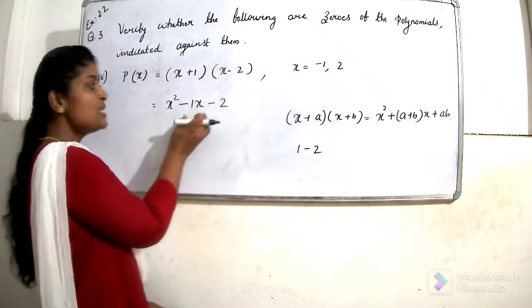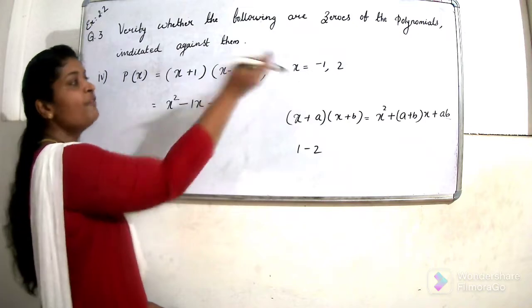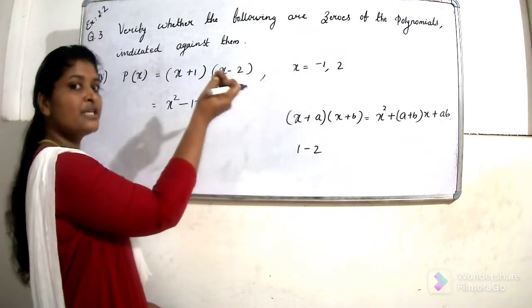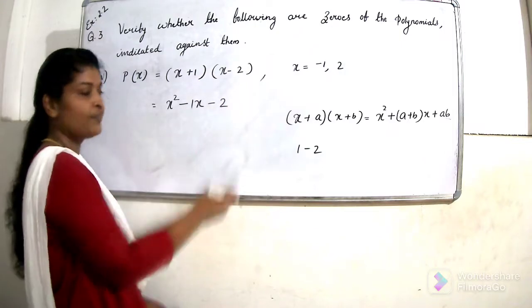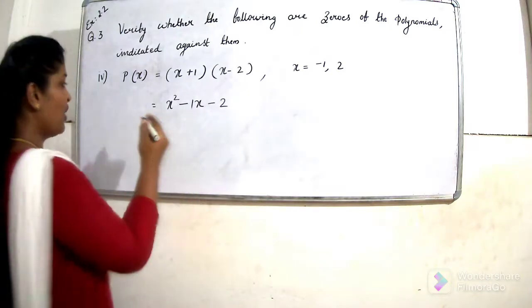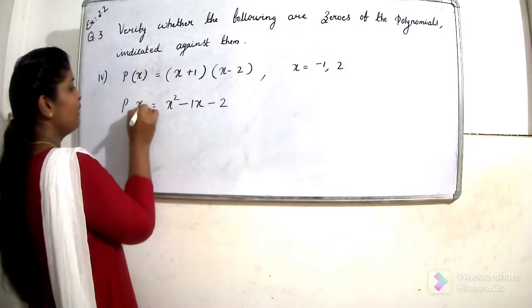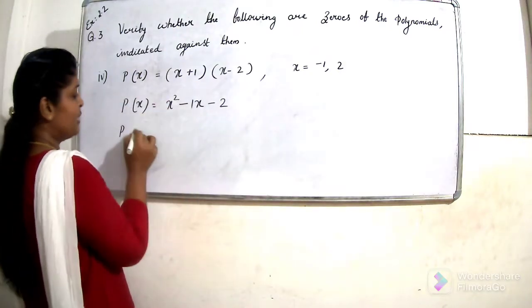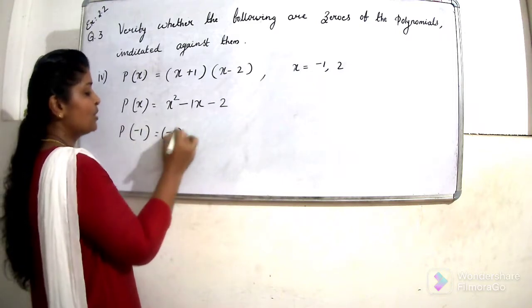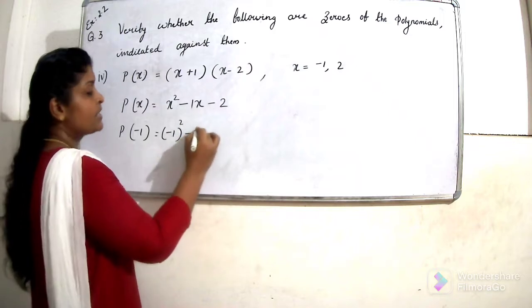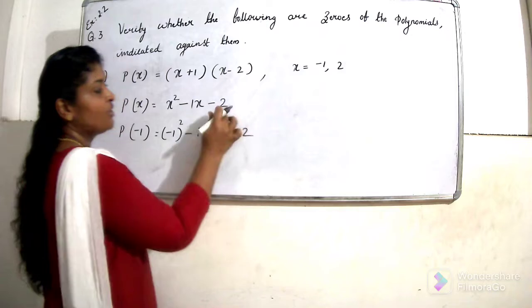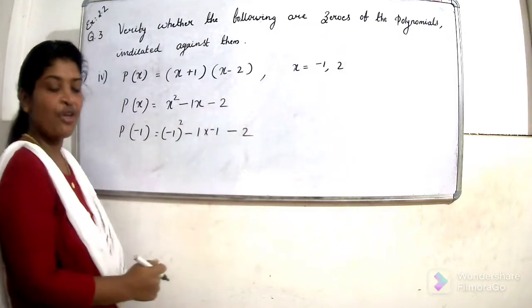Now in this quadratic polynomial, we have to check whether these 2 zeros of the polynomial are correct or not. So first of all, we are taking negative 1 as the value. So this is P of negative 1, equal to negative 1 the whole square minus 1 into negative 1 minus 2. Here we can't substitute in the last one because there is no variable.